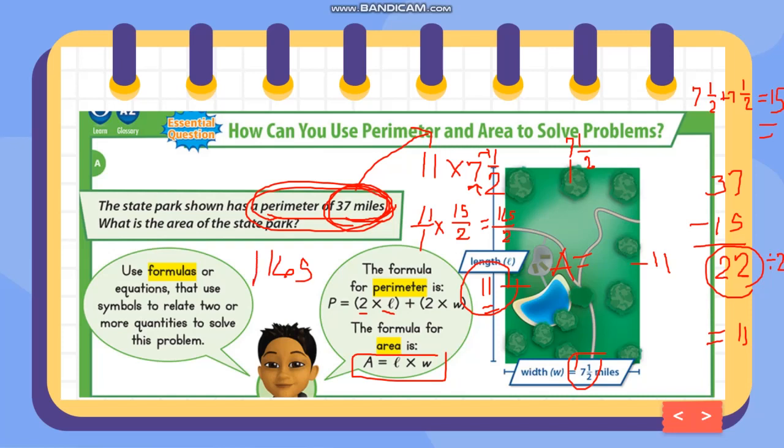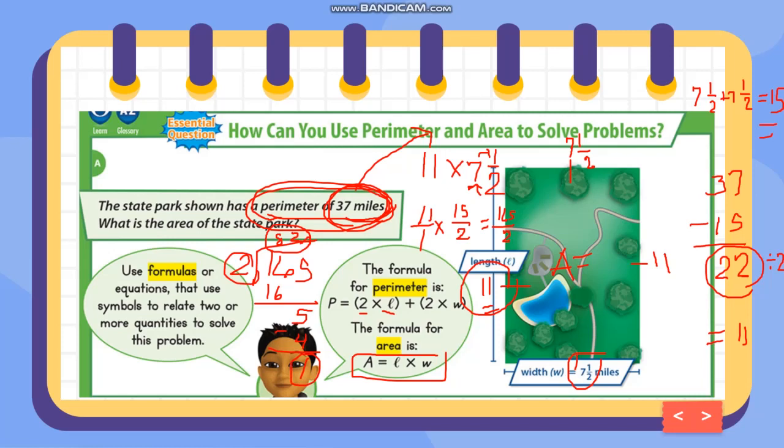165 divided by 2 is equivalent to 8. 8 multiplied by 2 is 16. Then bring down 5. 5 divided by 2 is equivalent to 2. And 2 times 2 is 4. 5 minus 4 is 1. So the answer is 82 and 1/2.